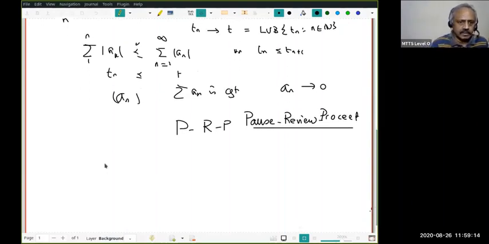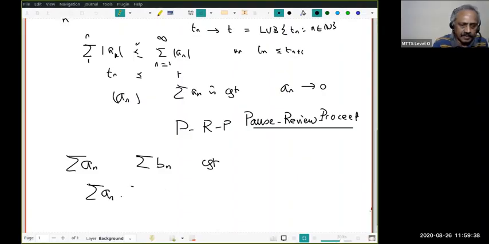Now, in the general algebra of convergent series, you would have talked about sums, scalar multiples, comparison tests, etc. But suppose I have two series, the sum of a_n and the sum of b_n, both convergent. Do you remember what it means to say convergent? I want to define their product. Suppose the first converges to A and the second converges to B; I want to define the product so that it also converges and the sum is AB.